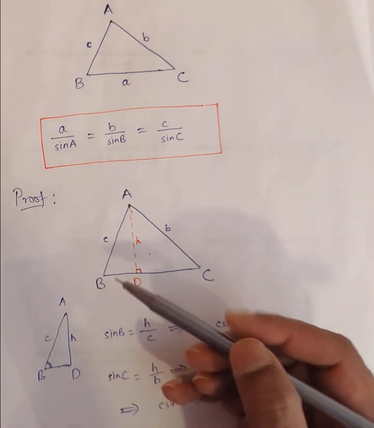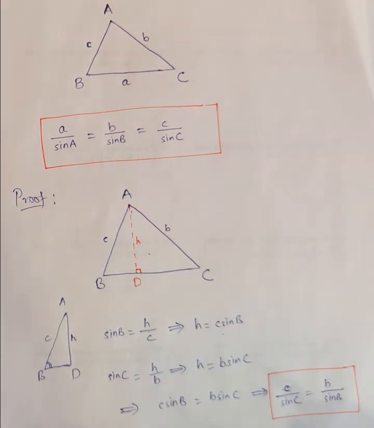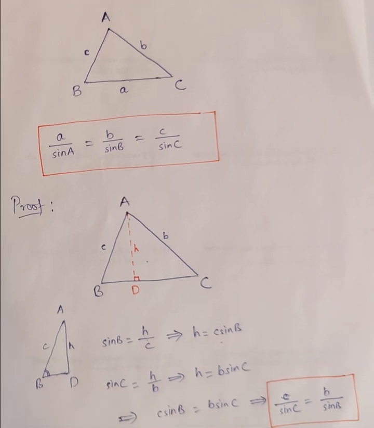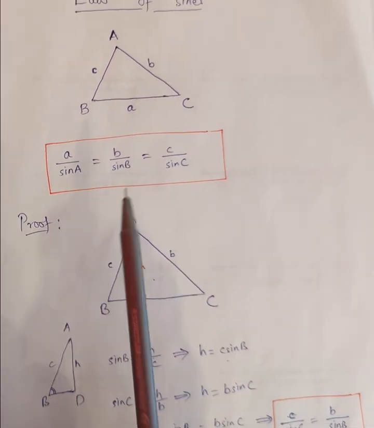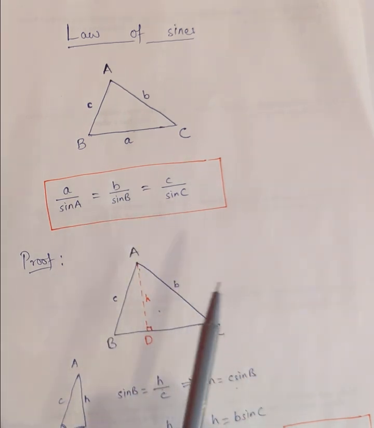Now, if you were to drop a perpendicular from B, then you would get this quantity also equal to a over sine A. And that's the proof for law of sines. It's a over sine A equals b over sine B equals c over sine C.